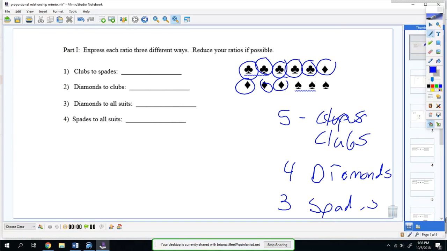So clubs to spades. Well, there's 5 clubs, 3 spades. So the ratio is 5/3. Diamonds to clubs. So it'll be 4 diamonds, 5 clubs. Diamonds to all suits would be 4 diamonds to 12, which can be reduced to 1/3. Spades to all suits would be 3 spades to 12, which is 1/4. Okay? We're pretty good about writing ratios.